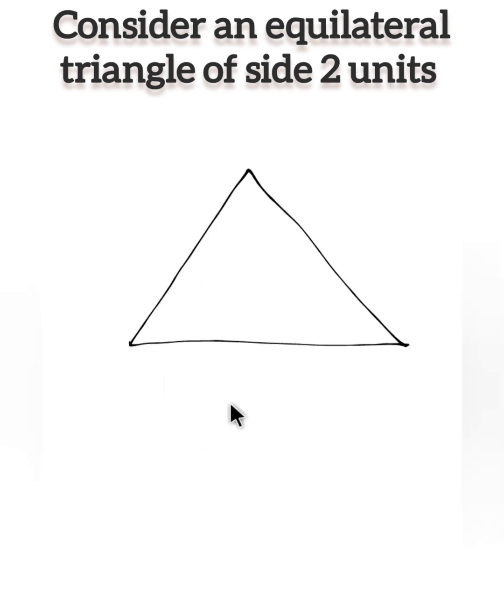Consider an equilateral triangle of side 2 units. An equilateral triangle implies that the three sides are equal. The unit of each side is 2, so here is 2, here is 2, and here is 2. If the three sides are equal, it also implies that the three angles inside are equal. So if here is A, here will be A, and here will be A.